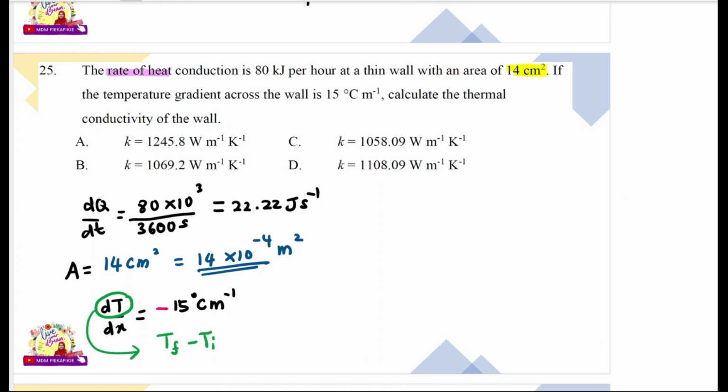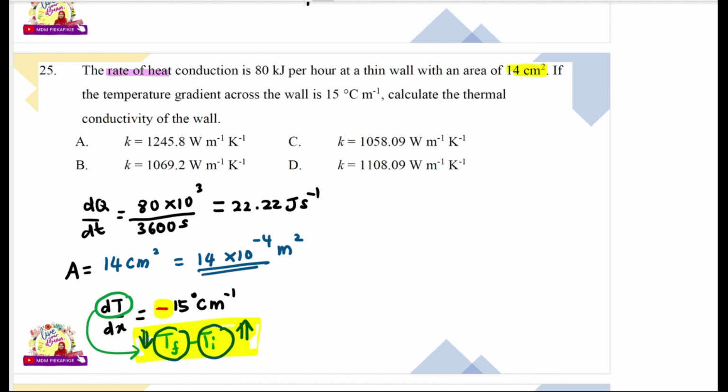Okay, and heat transfer from higher temperature to lower temperature. So means that T initial ini temperaturenya lebih besar daripada T final, kan? Okay. So maknanya kalau T final nombor lebih kecil tolak nombor lebih besar, so you akan dapat negatif. Okay. So sebab itu sini kita negatif sebab ini.